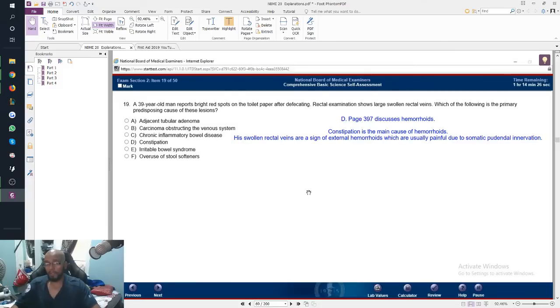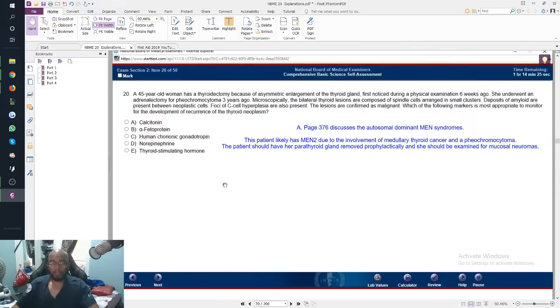That's it. Swollen rectal veins on rectal examination are a sign of external hemorrhoids, which are usually painful because external means it's part of your skin, and your skin can feel pain. Somatic pudendal innervation. Number 20, a 45-year-old woman has a thyroidectomy because of asymmetric enlargement of the thyroid gland.